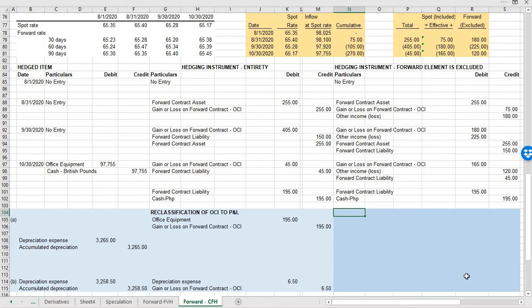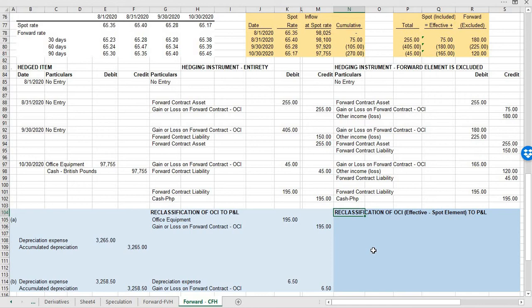And again, yung ating OCI dito na ililipat sa P&L is yung effective portion lang ng spot element. At sabi ko nga kanina, for simplicity, kinonsider natin lahat as effective, so walang ineffective na part, kaya lahat na ito ay pinasok natin sa OCI. So ngayon, unahin natin yung unang option, that is to adjust the balance of the OCI account into the initial cost of the non-financial asset, which in our case is the office equipment.